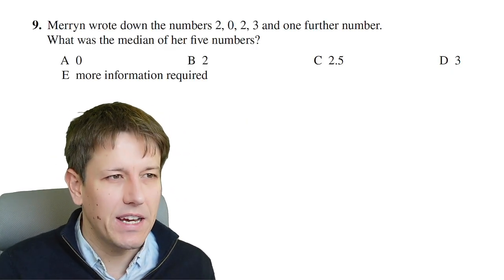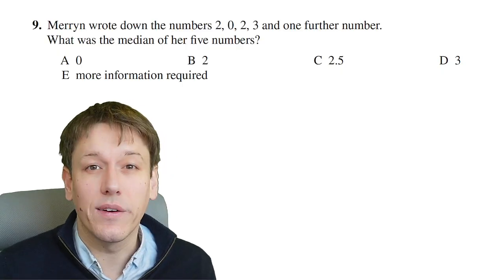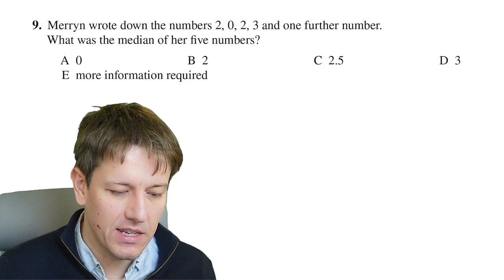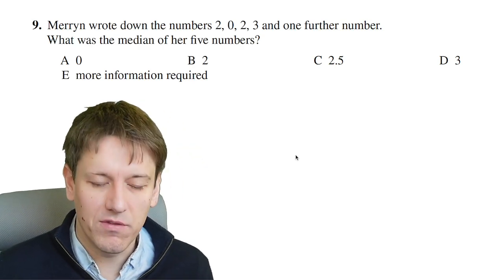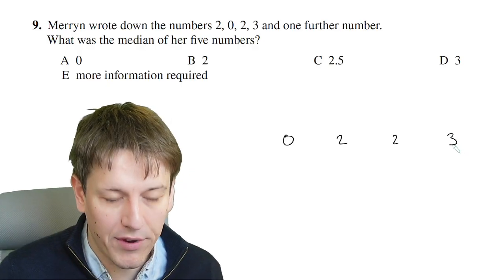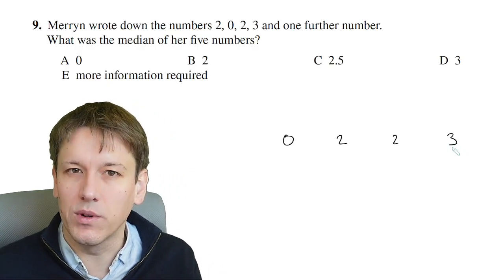More information required here is an option, but that's not going to be the answer, and you should only ever go for that option if you can really come up with 2 different possibilities. So the reason there aren't 2 different possibilities here is if we think about putting these numbers in order, 0, 2, 2 and 3, right, because the median is the middle value once the numbers are in order.